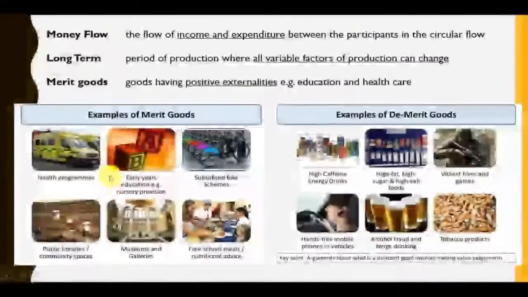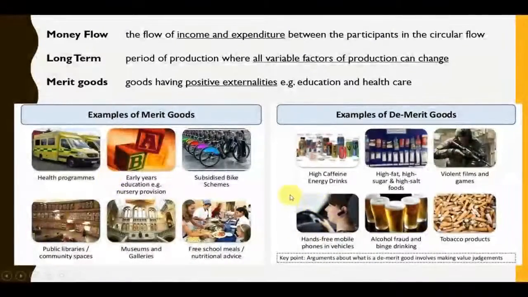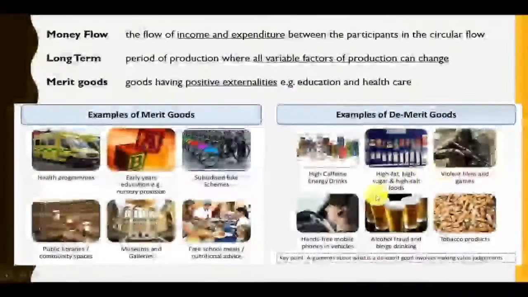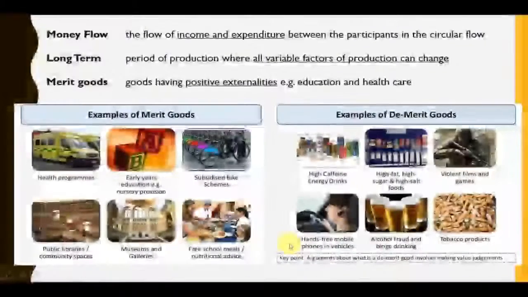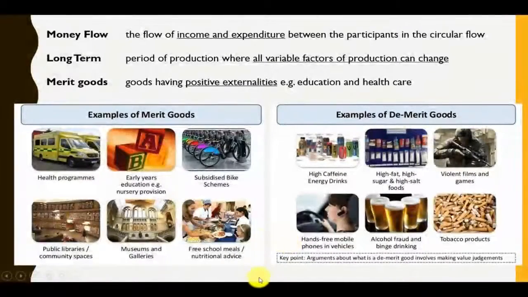And then demerit goods, high caffeine energy drinks. You might not all agree with that, but okay. Unhealthy food, violent games, alcohol, tobacco. Here they put in hands-free phones. I guess even though it's hands-free, maybe you're distracted when you're driving and that could cause accidents. But they do talk here that when we're talking about demerit goods, there are value judgments involved.